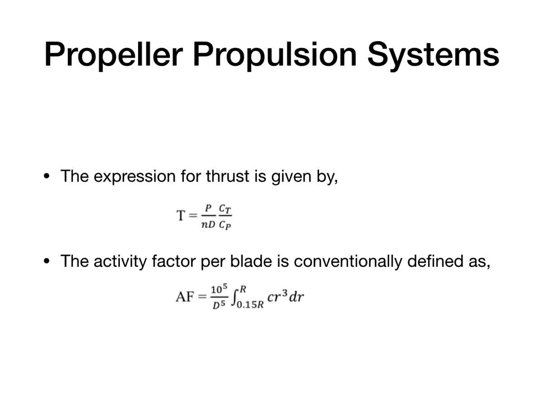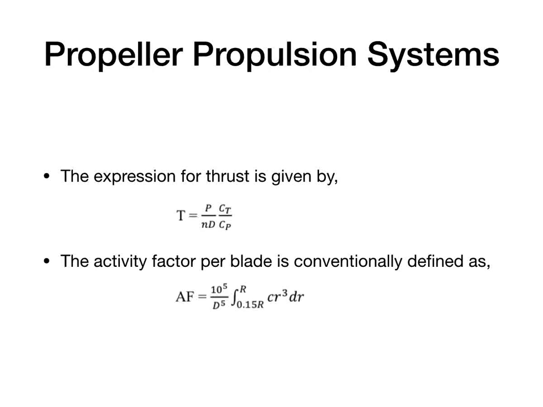In propeller designs, the sectional camber is defined by the design lift coefficient, CLD. The propeller blade planform is expressed by the activity factor, AF, which represents the integral power absorption capability of all blade elements. The activity factor per blade is conventionally defined as AF is equal to 10 power 5 by D power 5 into integration from 0.15 R to R, c into r cube into dr, where c is the local blade chord.